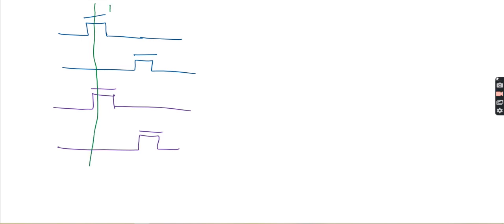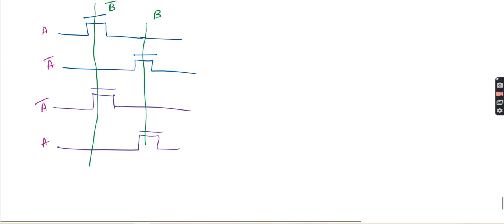See, this will be your B bar. This will be your B. Now we'll apply the input here. It is A bar, B, and here it is A bar, then B. Sorry, not A bar and B. That is A bar, then this will be A bar, A. Then we have this like this. This will be your A exclusive OR B.